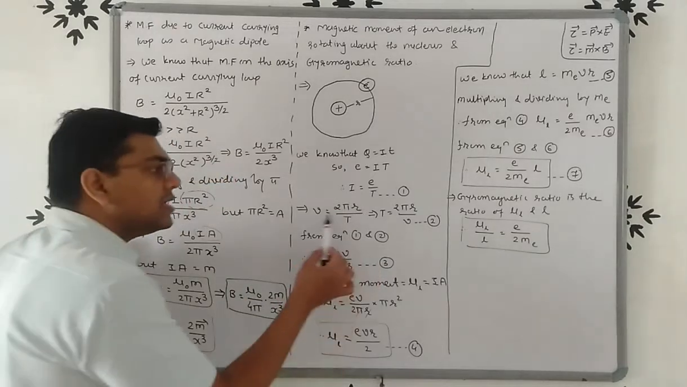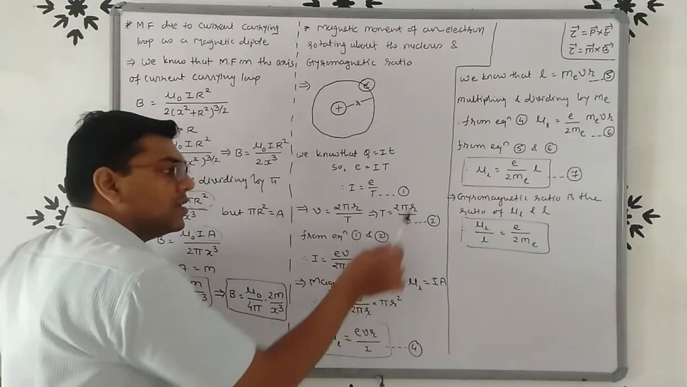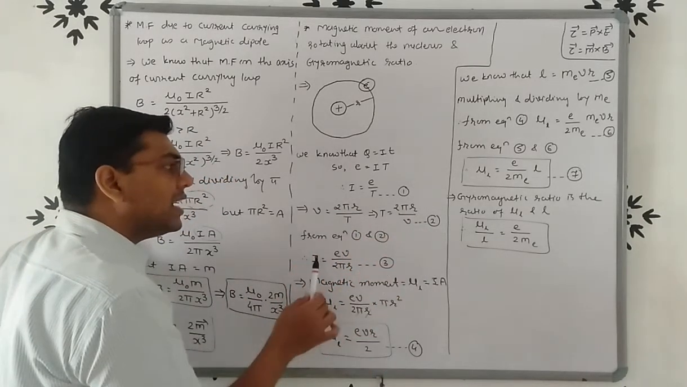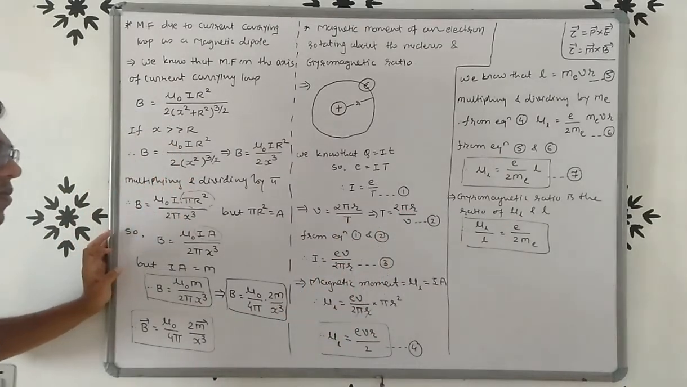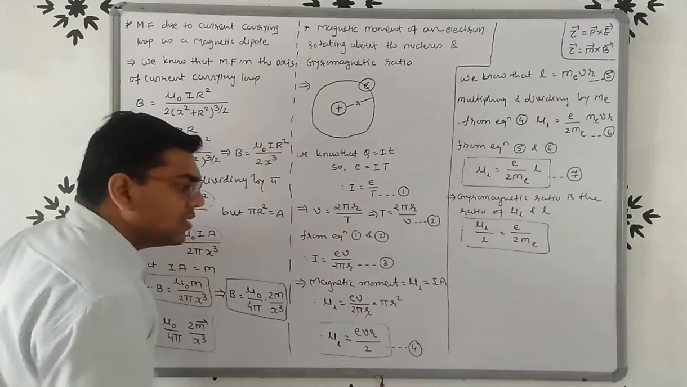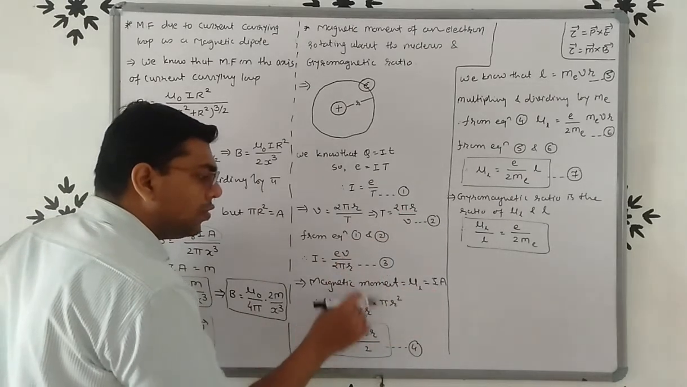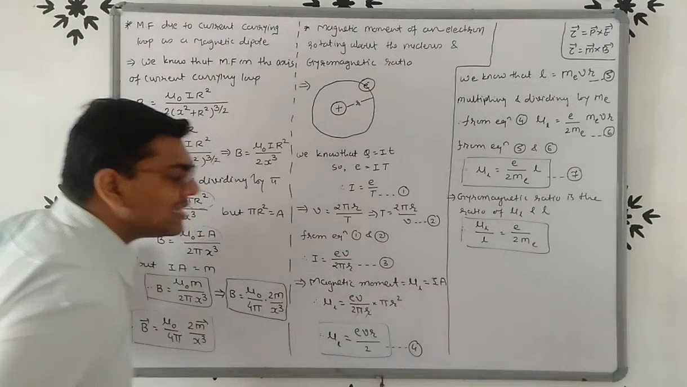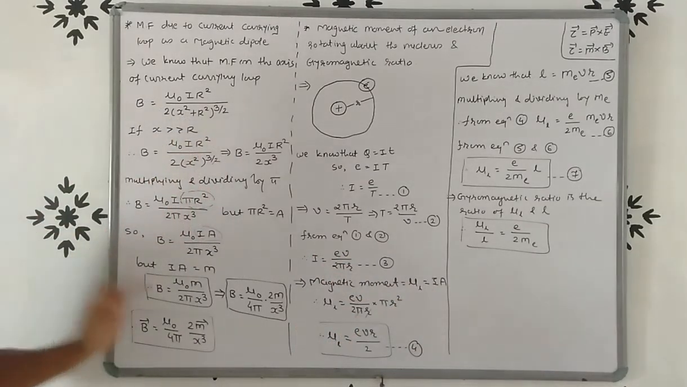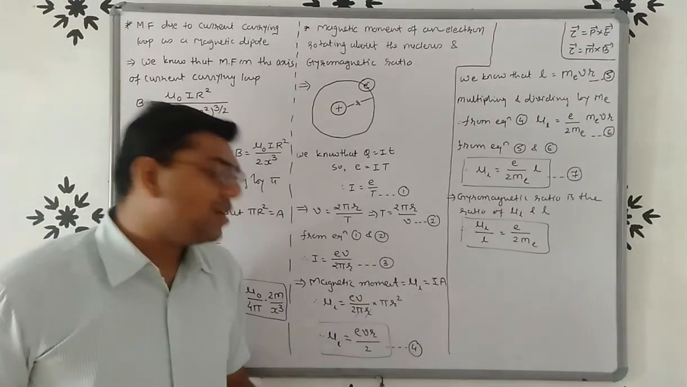So capital T is equal to 2πr by v. So from 1 and 2 we get I is equal to ev upon 2πr. Now we know that magnetic moment is equal to IA. So the value of I is ev upon 2πr and the area is πr². So here π and one r cancel. So the moment is equal to evr by 2.